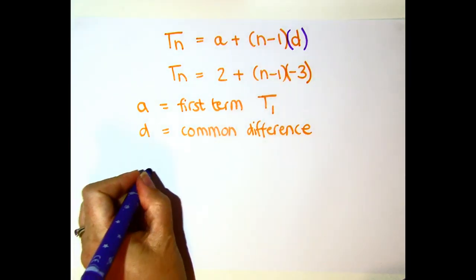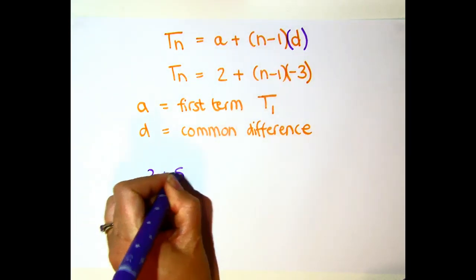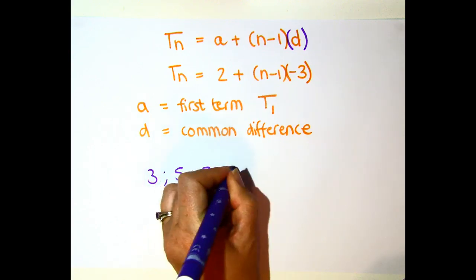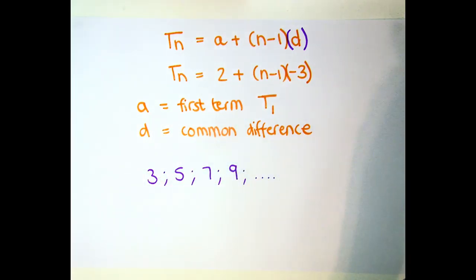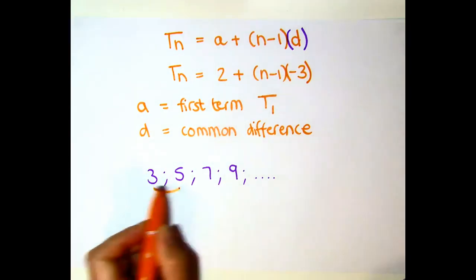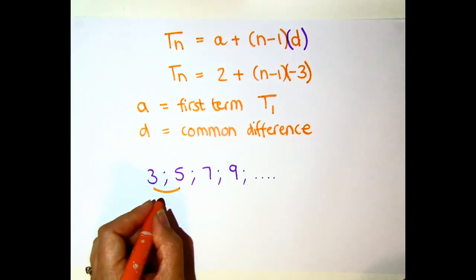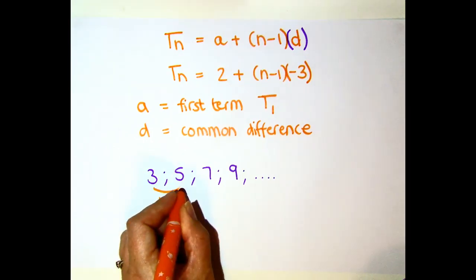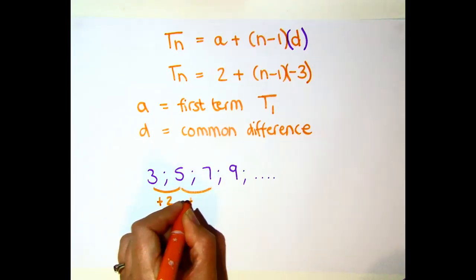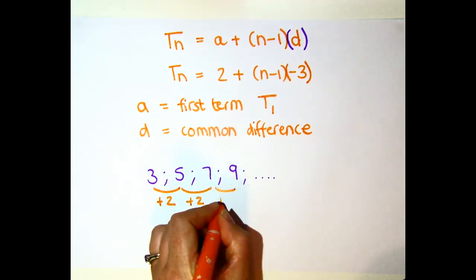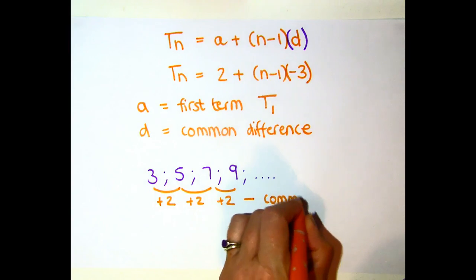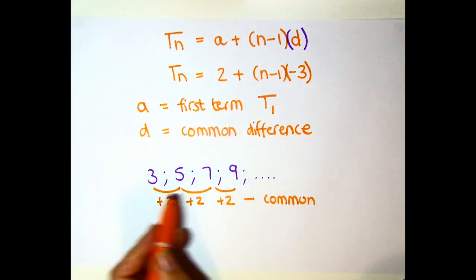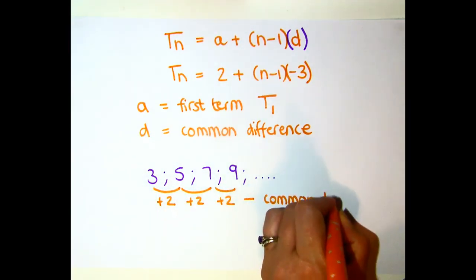And if I remind you of the one I started with, if we say 3, 5, 7, 9, and that continues, what you'll be able to see immediately and how you will know it's linear is that to get from 3 to 5, you have to plus 2. To get from 5 to 7, you have to plus 2, and so on. And so what this is, because it is common between all the terms, it is the common difference.